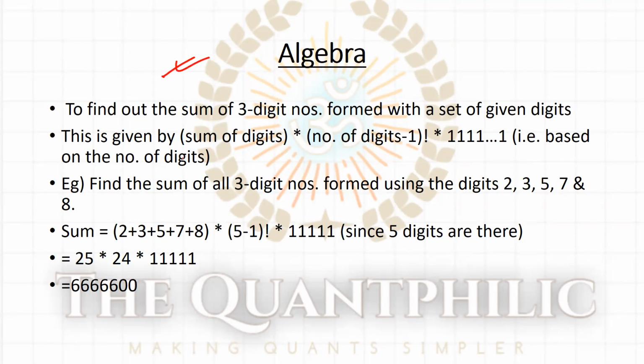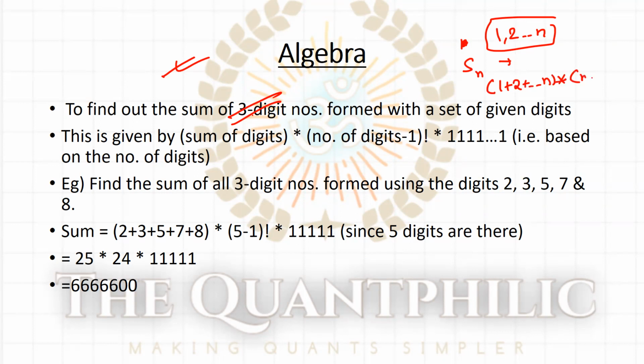Now, another shortcut, not the most important but important as well. Sometimes there are questions where you have to find the sum of all the three-digit numbers. I am generalizing this. Say there are n digits given, 1, 2, up to n. You have to find the sum of the n-digit numbers that can be formed using these digits, taking every digit once. First, the sum of all these digits, into (n minus 1) factorial, into 111 up to n times.